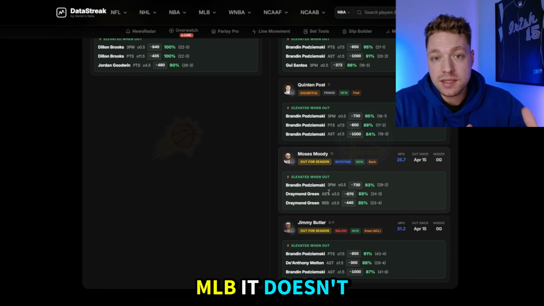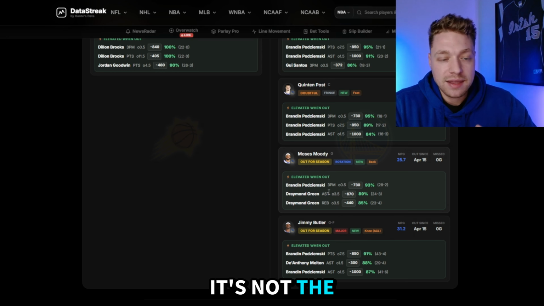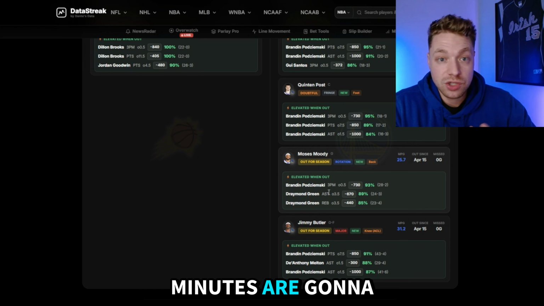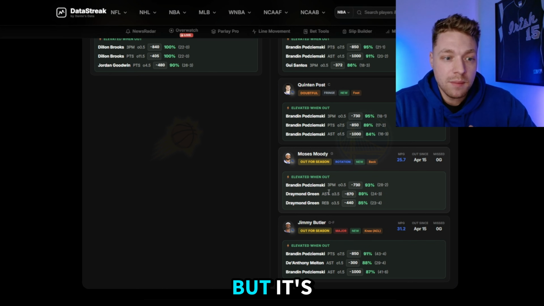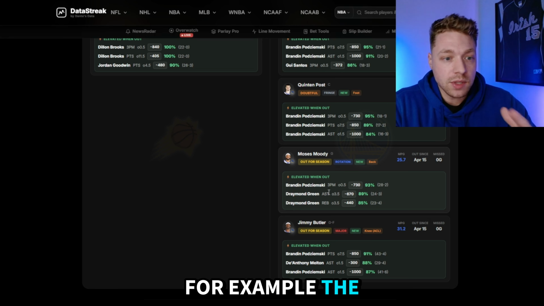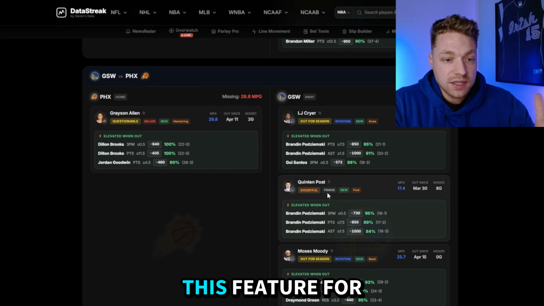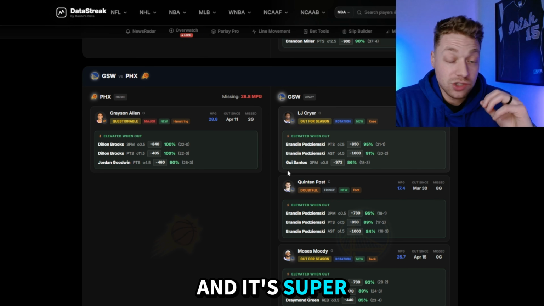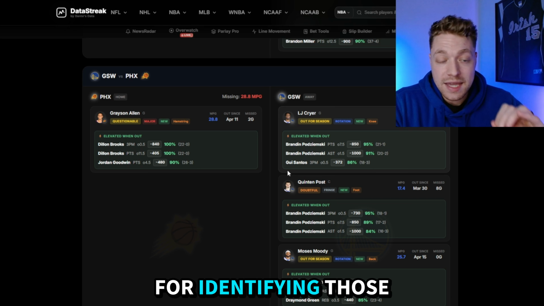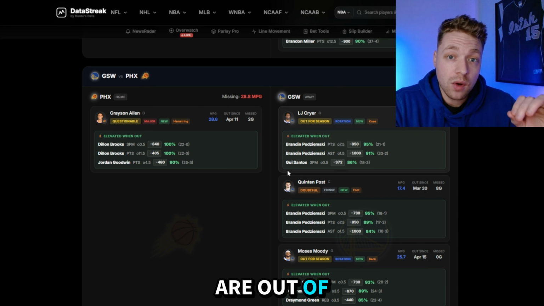Now with the MLB, it doesn't matter as much when a certain player is out of the lineup. It's not the type of sport where minutes are going to shift. Yeah, at bats are going to shift, but it's not as trackable as in, for example, the NBA, maybe the NFL, looking at receivers. So we have this feature for every sport, and it's super helpful for identifying those players in good spots when certain teammates are out of the lineup.